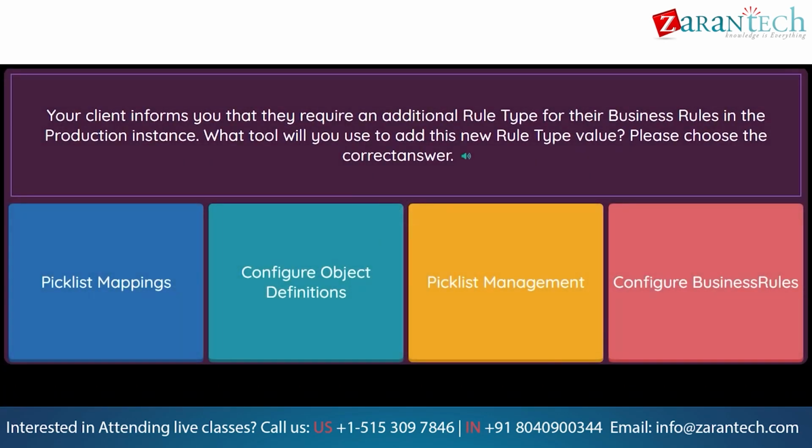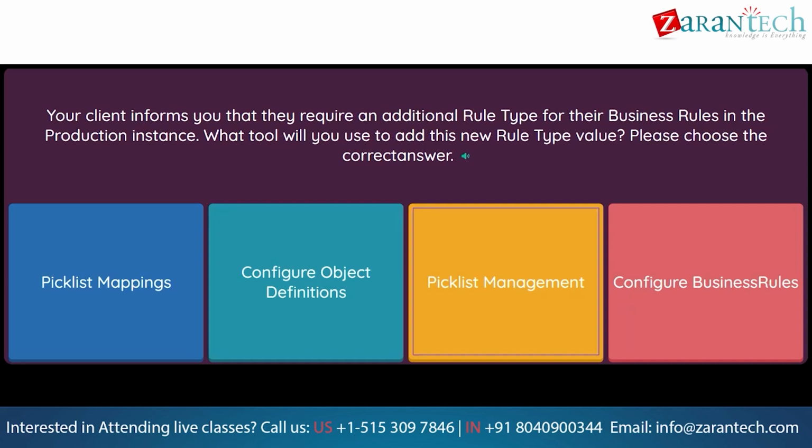Question: your client informs you that they require an additional rule type for their business rules in the production instance. What tool will you use to add this new rule type value? Please choose the correct answer. Option 1: Pick list mappings. Option 2: Configure object definitions. Option 3: Pick list management. Option 4: Configure business rules.